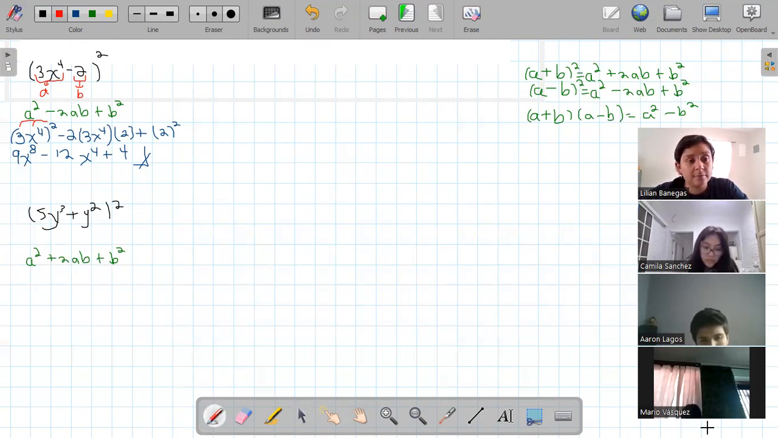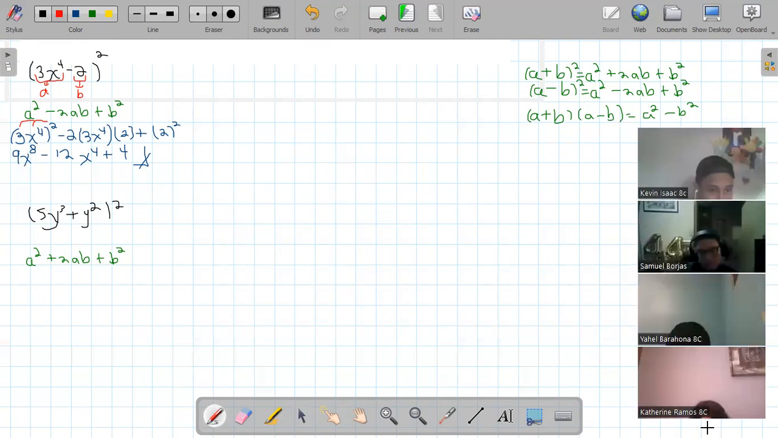What is A? 5. Only 5? All 5y to the cube. 5y to the cube. Okay, you need to say completely the term that is A. That's A. And B? Y to the second power. Y to the second power.